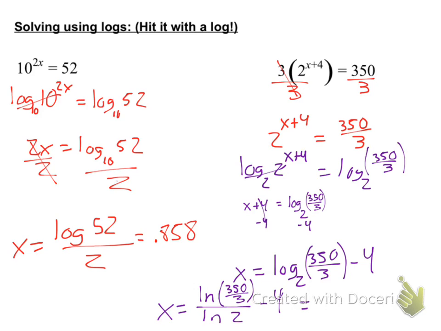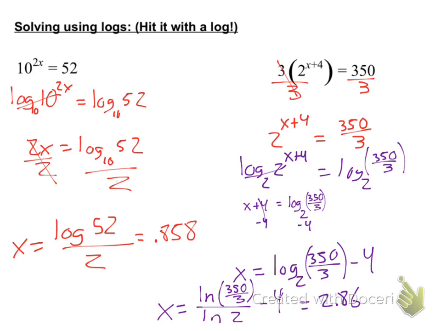Now, I highly suggest you do this in pieces. Take the natural log of 350 divided by 3 first, hit enter. Write that down, take natural log of 2 and divide those together. Then take 4 from it. What do we get? I'll pause the video so we don't have a 20-minute wait. Several of us say 2.86.